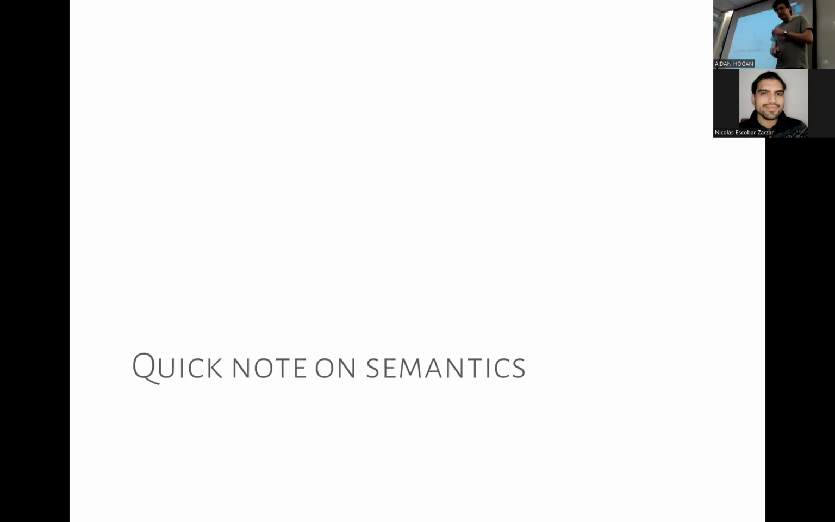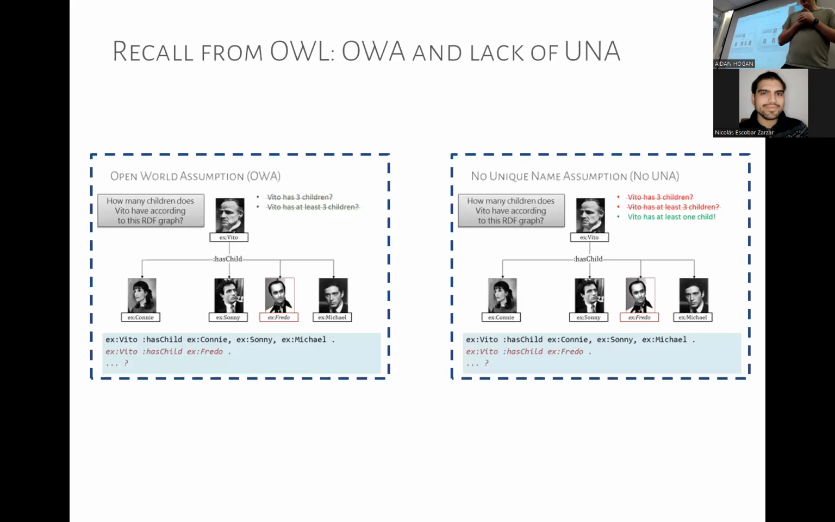So a quick note on the semantics. When we spoke about OWL, we spoke about the lack of unique name assumption, and we spoke about the open world assumption. So we had this example where we asked how many children does Vito have according to this RDF graph under the open world assumption and the no unique name assumption. And the answer was sort of at least 1. Yeah, because we don't know if the children are different by default, and we don't know if there's more children that don't appear in the data.